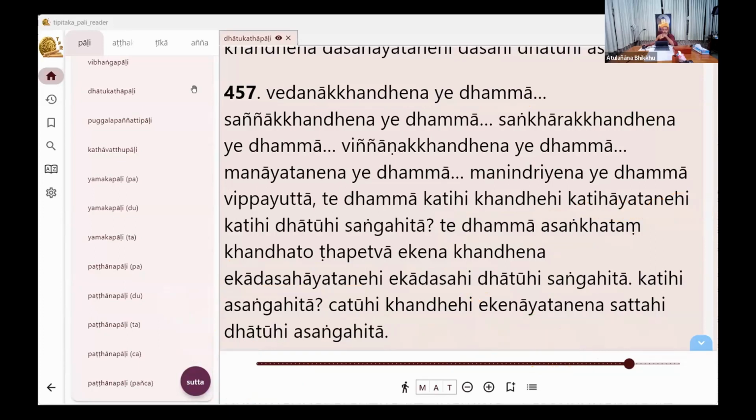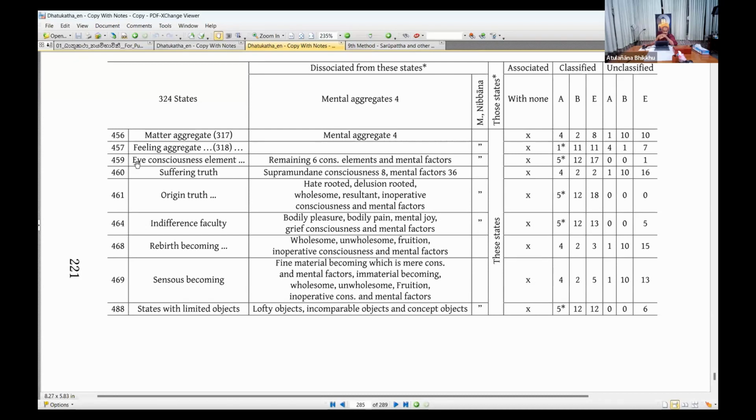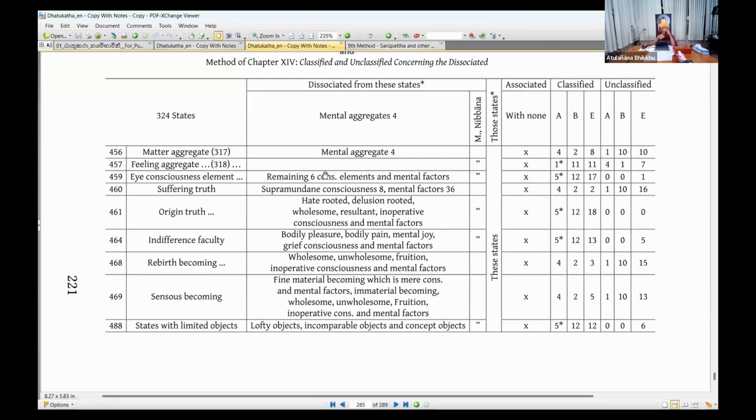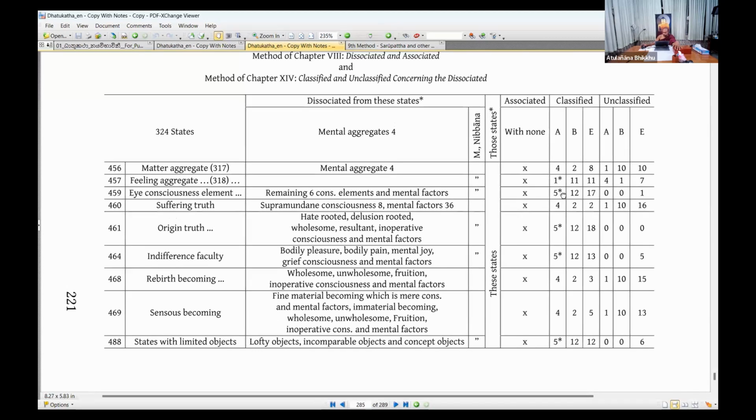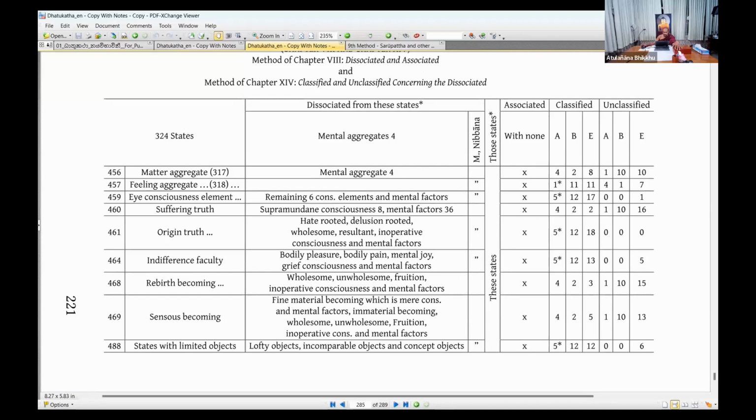Okay. So the next state of inquiry is the eye consciousness element, Chakku Vijnana Dhatuya. Yedhamma Vipayutta, the states which are disassociated with the eye consciousness element, are the remaining 6 consciousness elements and the mental factors, right? So this we know already. Now we have to get the dhammas which are unclassified here. So we have the 28 matter and Nibbana also here.